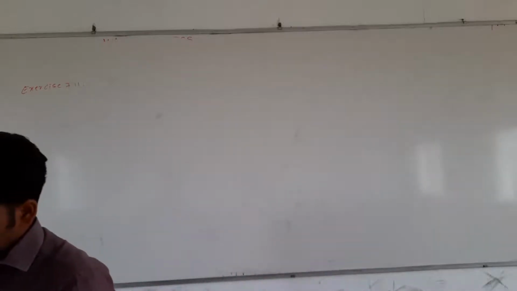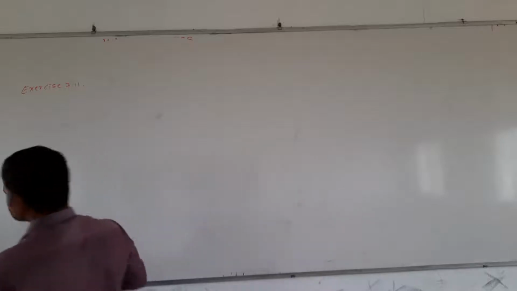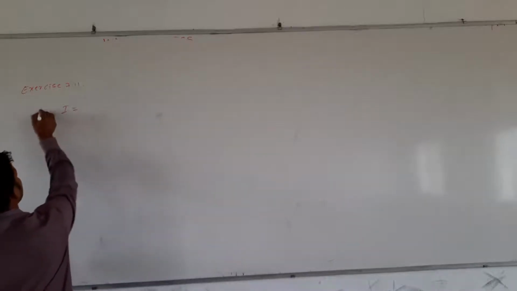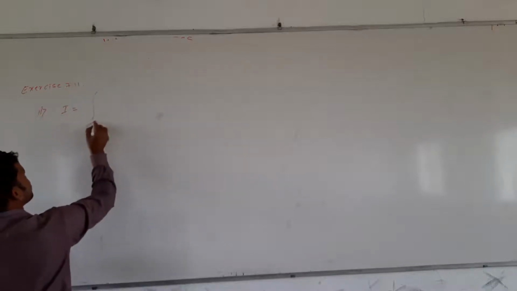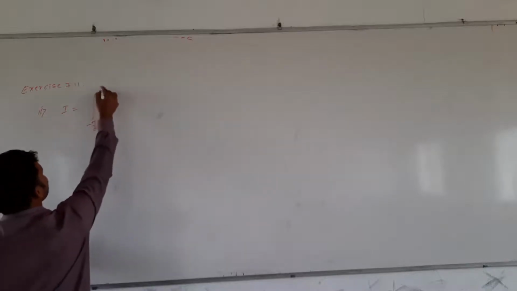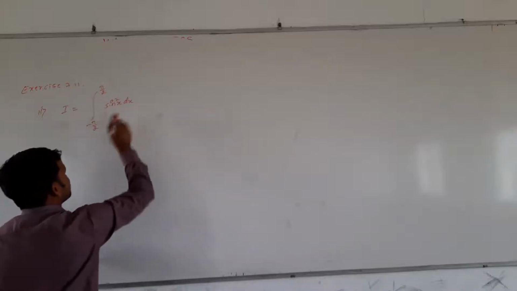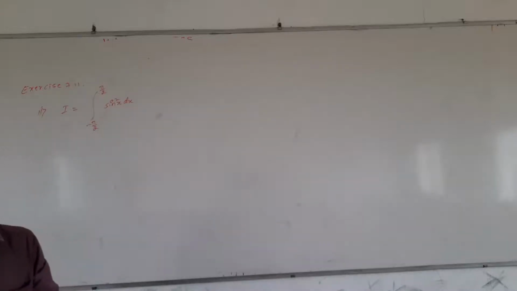Problem number 11, it is given as I is equal to integrating from minus pi by 2 to plus pi by 2 sin square x into dx. Very simple it is, sin square x into dx.